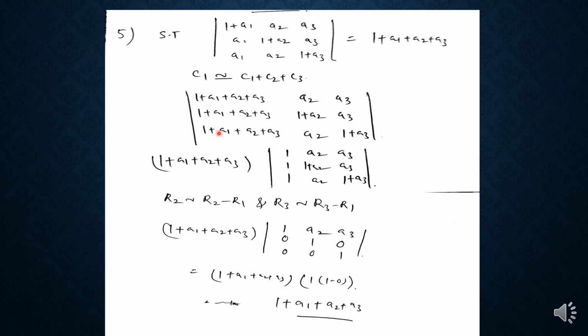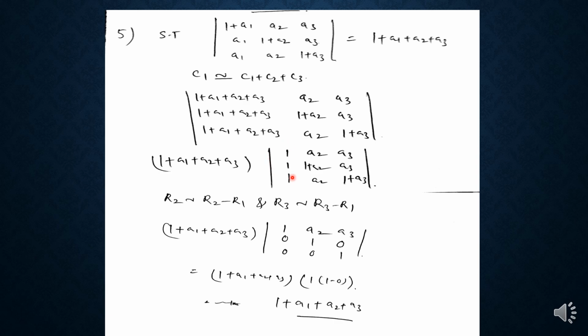If we observe this determinant, the first column elements are common. So by taking 1 plus A1 plus A2 plus A3 as common, this can be written as 1, 1, 1, A2, 1 plus A2, A2, A3, A3, 1 plus A3. So the first column elements are 1, 1, 1. Second column elements are A2, 1 plus A2, A2. Third column elements are A3, A3, 1 plus A3. So we got 3 ones.